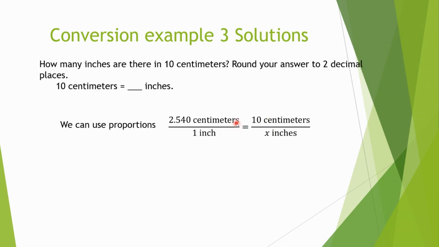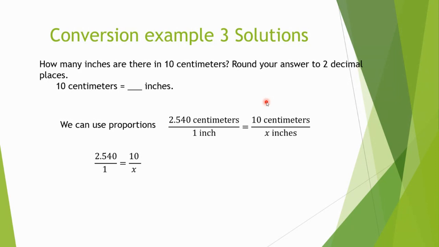And notice that in the corresponding spots, if you look across, you have the same unit. Same thing down here. You want to make sure you have the same units in the same corresponding spot. If you use the other unit conversion, the only difference would be inches on top and centimeters on the bottom. But either way, we get this proportion, and we want to figure out what x is.